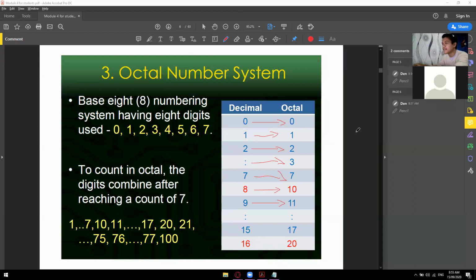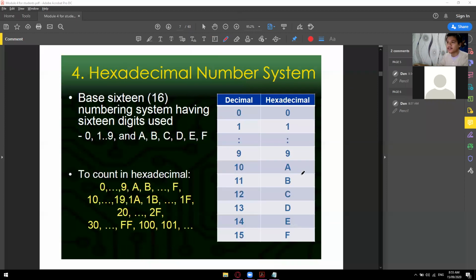Alright, so I think wala na. Alright, so continue na tayo sa susunod, which is the hexadecimal. So hexadecimal is composed of 16 numbers. Hexa is 6, di ba? And then decimal is 10. So it's a combination of hexa, which is 6, and decimal, which is 10, so 16. It's basically a 16 number system having 16 digits used: 0 to 9, and then A to F.